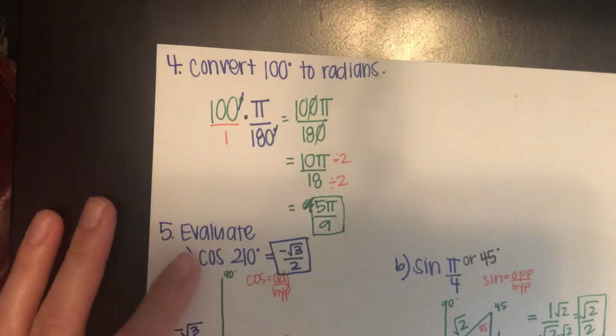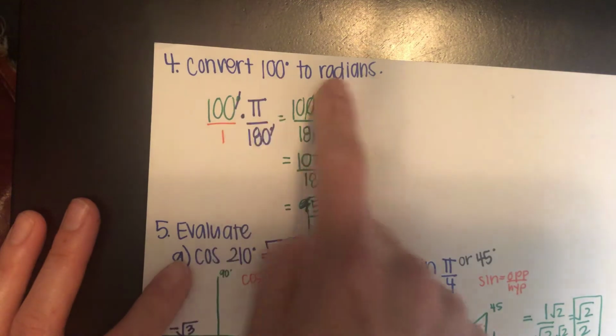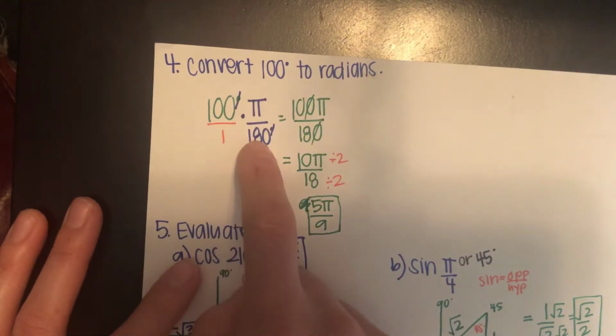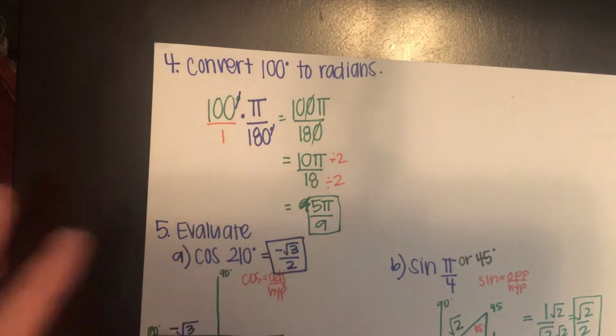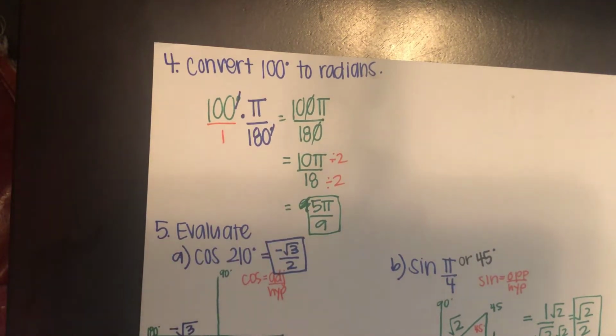Number 4, you are converting to radians. Remember, when we're converting degrees to radians, we want to take out degrees, so we're dividing out 180 but multiplying in pi. We want to memorize this: you multiply by pi over 180 every time you convert to radians.